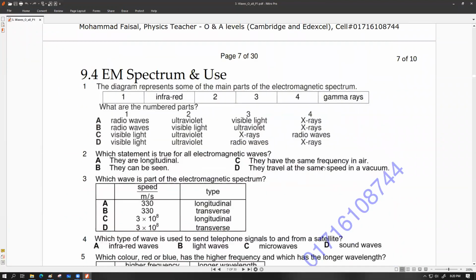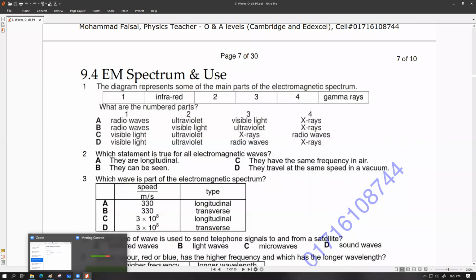Page number 7. EM spectrum usage. For EM spectrum uses, I gave you one last paper in the class notes. Did I discuss that paper? There was one last thing in the notes.